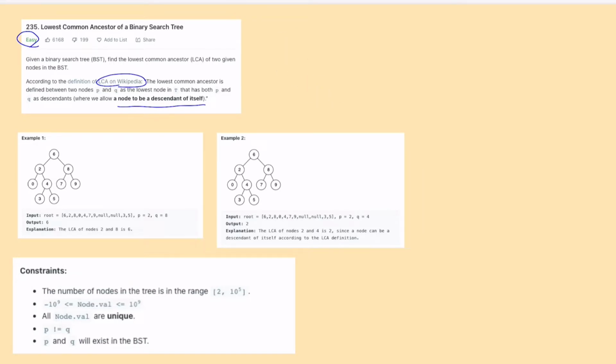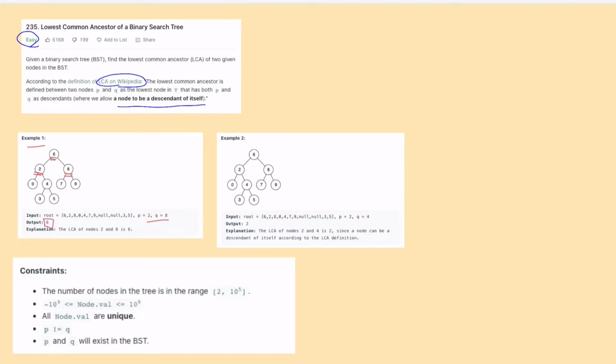So for example 1, we see that the values given are 2 and 8, which are this node and this node respectively. And as such, the thing above both of them that connects the two of them is the 6 right here, which is coincidentally the root. So as such, we'll return the value 6, as seen in example 1.